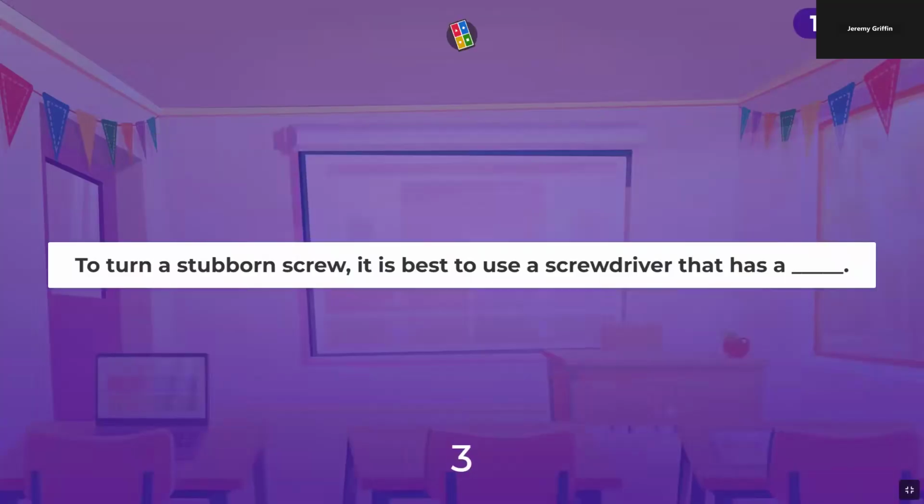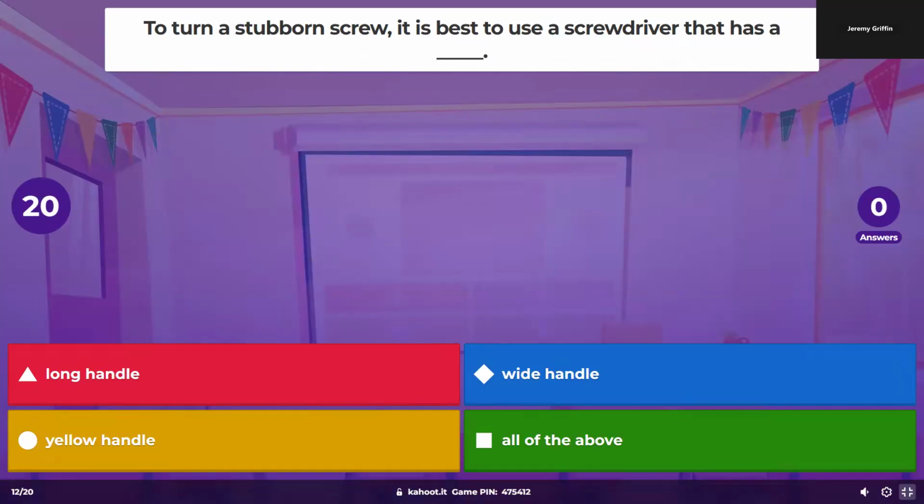To turn a stubborn screw, best to use a screwdriver that has a... Guys, this is a screwdriver, not a wrench. A screwdriver.